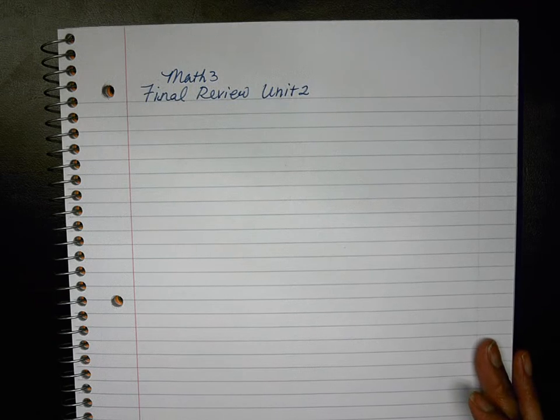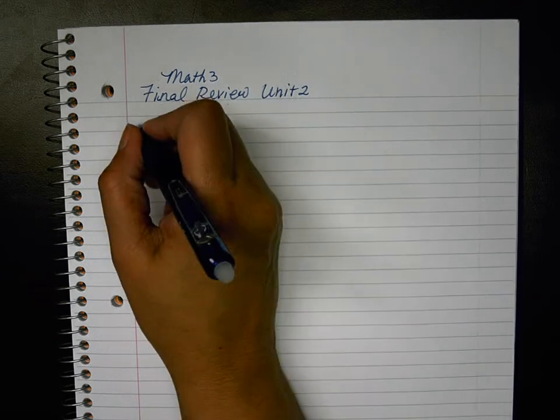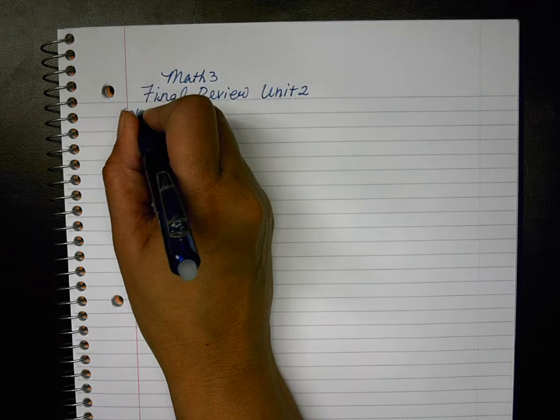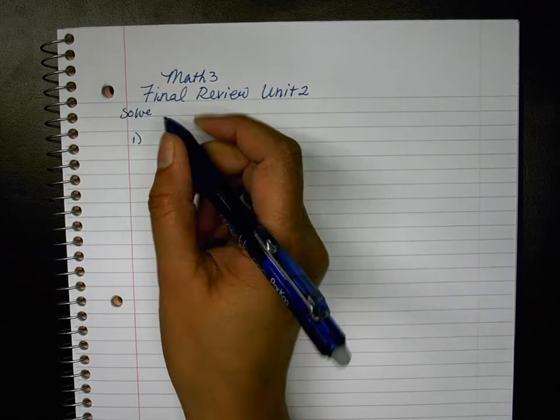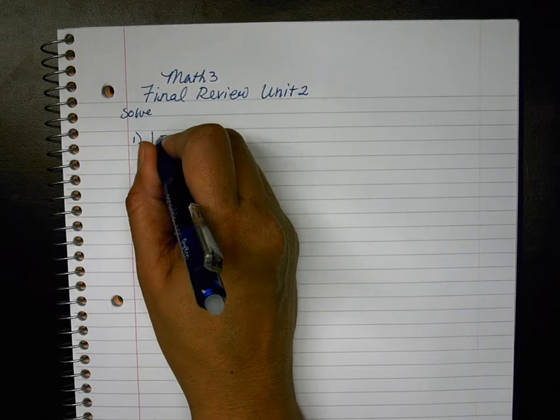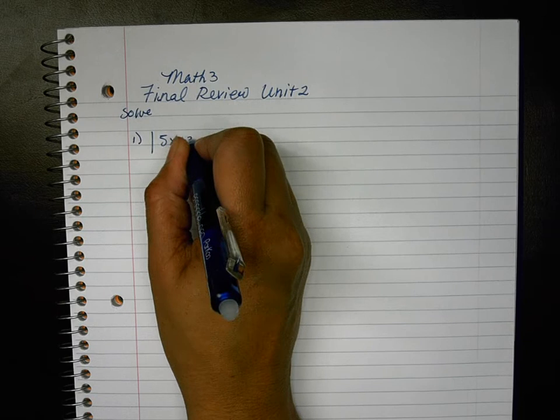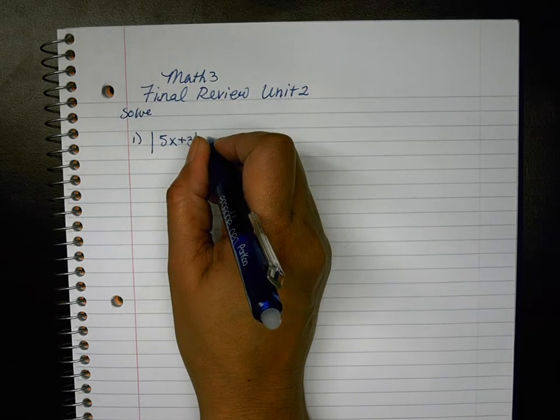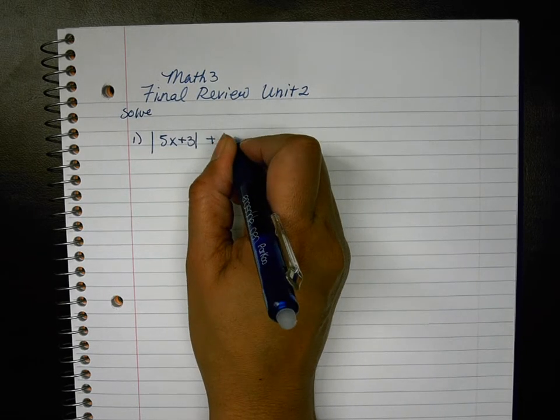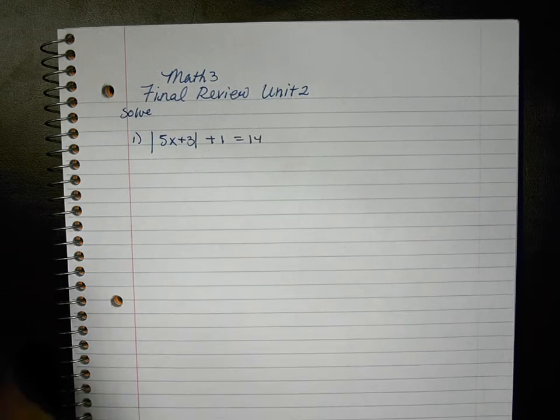This is Math 3 Final Review Unit 2. We are going to start off with some solving problems. Number 1: absolute value of 5x plus 3, close absolute value, plus 1 equals 14.